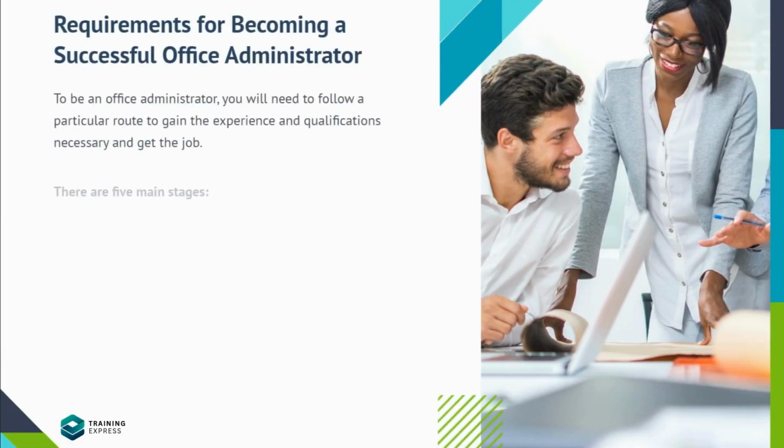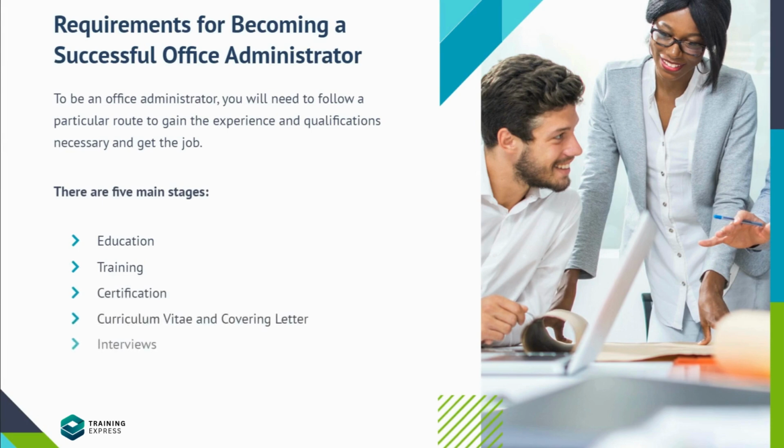Requirements for becoming a successful office administrator. To be an office administrator, you will need to follow a particular route to gain the experience and qualifications necessary and get the job. There are 5 main stages. Education, training, certification, curriculum vitae and covering letter, interviews.